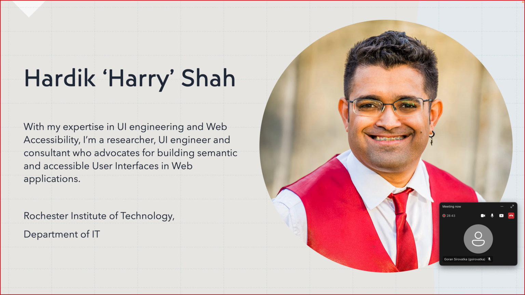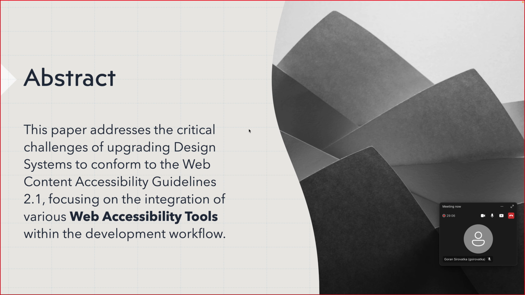Yeah, my name's Hardik Shah. I go by Harry. I have expertise in UI engineering, web accessibility, and building design system. And I'm a researcher, engineer, and consultant. And my purpose is to basically advocate for building semantic and accessible user interfaces for the web. I'm also a student from Department of IT, Rochester Institute of Technology, based out of New York, USA.